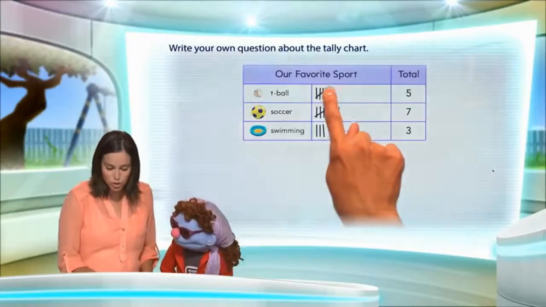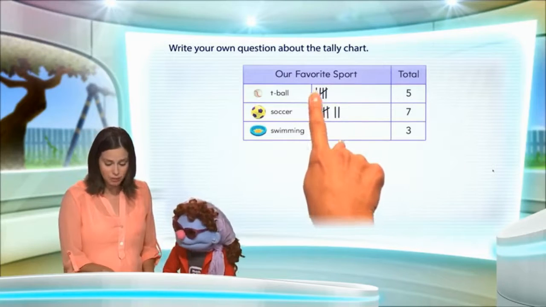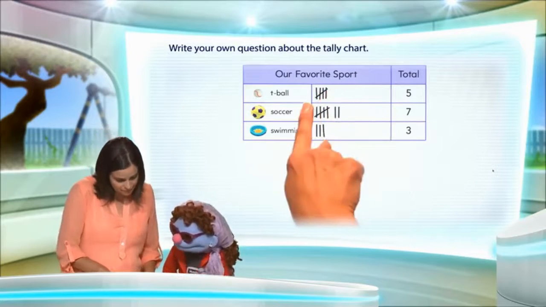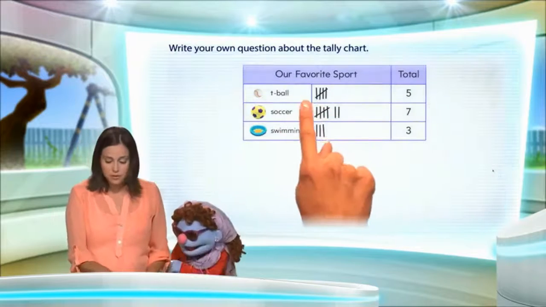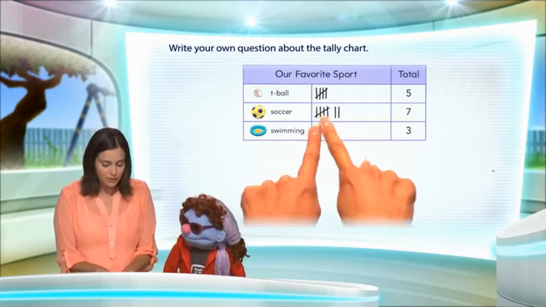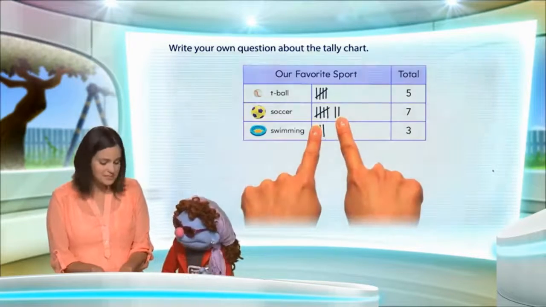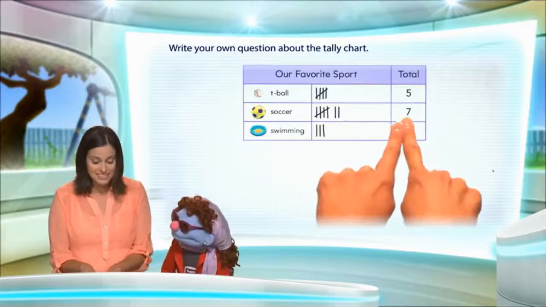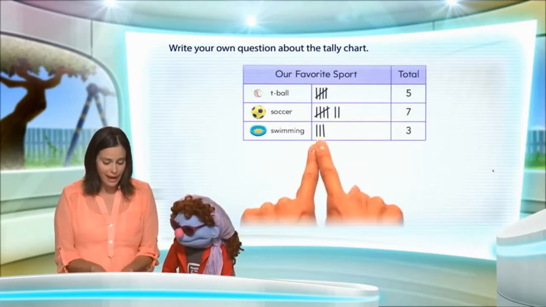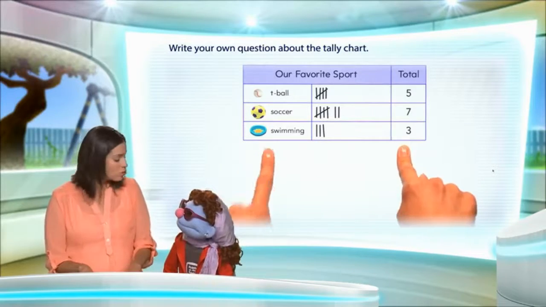This is how we show 5 with tally marks. Let's see, we have 1, 2, 3, 4, and then 5. So 5 students chose T-ball. Now, we know already this is 5. 5, 6, 7. So 7 chose soccer. And 1, 2, 3. 3 children chose swimming.